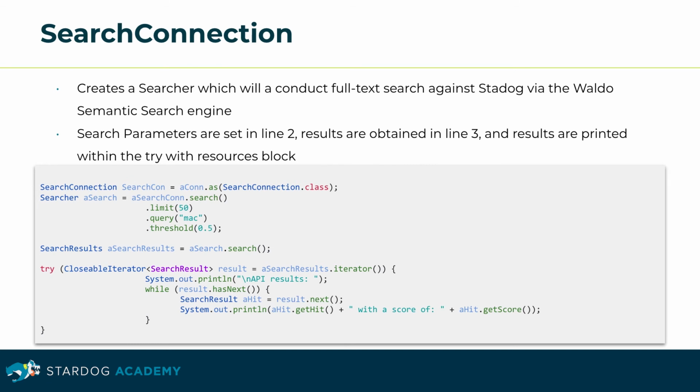The query method will set the query string to max, and finally, the threshold method will retrieve results with an overall score of 0.5. Finally, in the last two lines, we execute the search and use the iterator to go through the results. We've also demonstrated here an additional set of methods in terms of getting a result hit and its score. This concludes the section on working with the API.